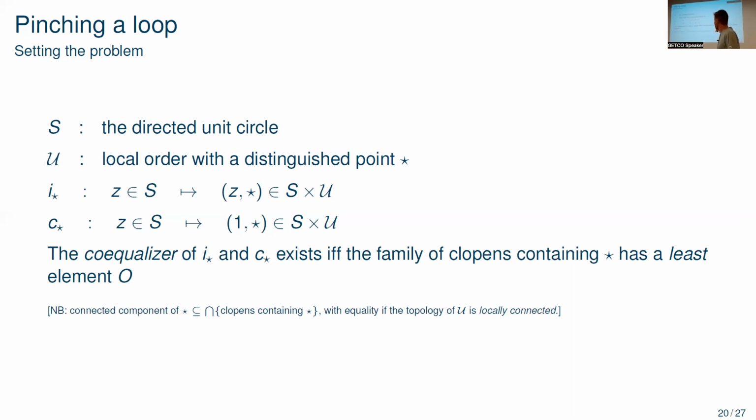And in particular, if your space is connected, then there is just one clopen set, which is the whole space. And in that case, by just pinching the basis of the cylinder, you will have to identify all the points of it. And in that case, the colimit exists, but it destroyed the topology.